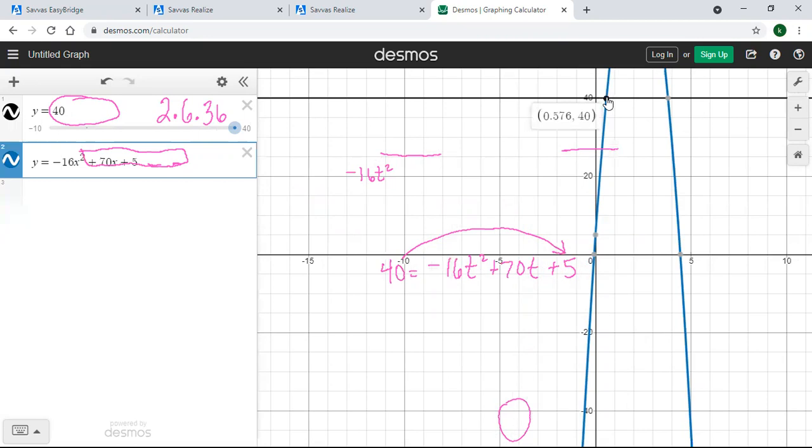We have two answers now. Negative 16t squared plus 70t plus 5. We'll see if it allows us to even use those. We might have to use a different method to solve it. We got 0.576 for the time when it reaches 40 at this point, and 3.799 for this point. Let's go back and take a look in Savvas and see what we have to do.